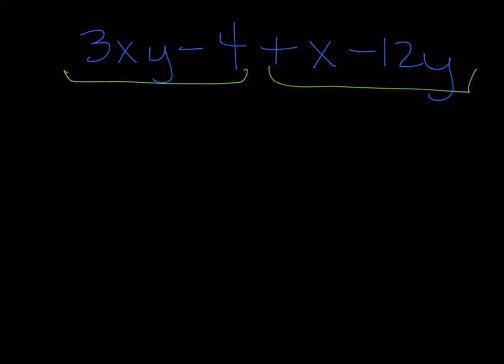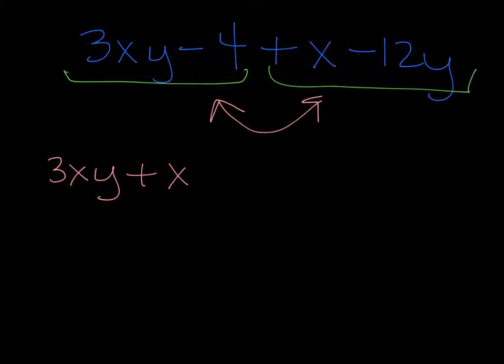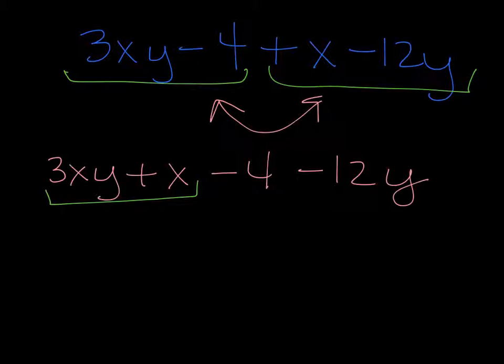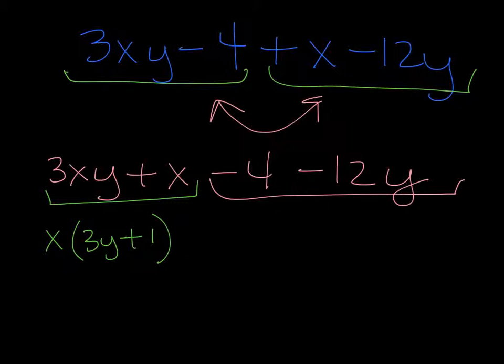The other thing you can do in factor by grouping is if you switch the two middle terms, sometimes that actually helps. So if I rewrite this problem as 3xy plus x minus 4 minus 12y, let's see what that did. Okay, so now if you look at the first two terms and you look at the last two terms, now do they have stuff in common? And the answer is yes. 3xy plus x has an x in common, and we get a 3y plus 1 when we factor out the x.